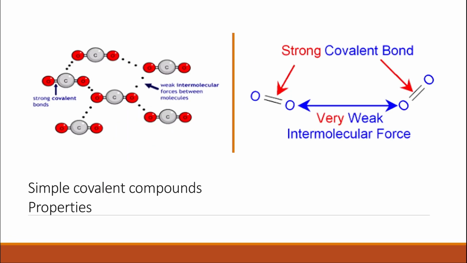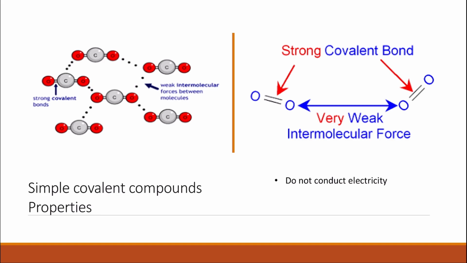Now the properties of covalent compounds. We have what is called the simple covalent compound. Simple covalent compounds are compounds which have a limited number of atoms. So these are the smaller molecules like the ones we can see here, like oxygen and carbon dioxide. The first thing is that they do not conduct electricity. The main reason is that there are no electrons or ions that can carry the electric current, so they do not conduct electricity.